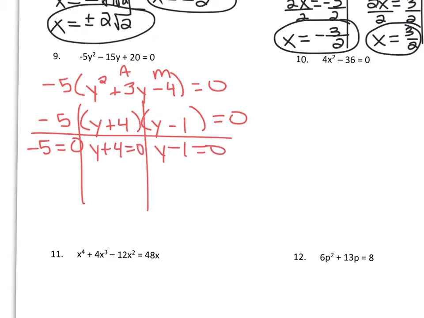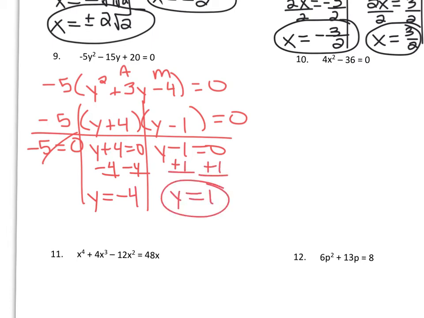Okay, so let's start here. Negative 5 equals 0. There's no variable to solve for, and negative 5 doesn't equal 0, right? That doesn't make sense. So we know when there's no variable involved in that equation, and these 2 numbers aren't the same, we just cross it off. Okay, under here, when we subtract 4 from both sides, we get y equals negative 4. And then here, when we add 1 to both sides, we get y equals 1. So we end up with these 2 answers.